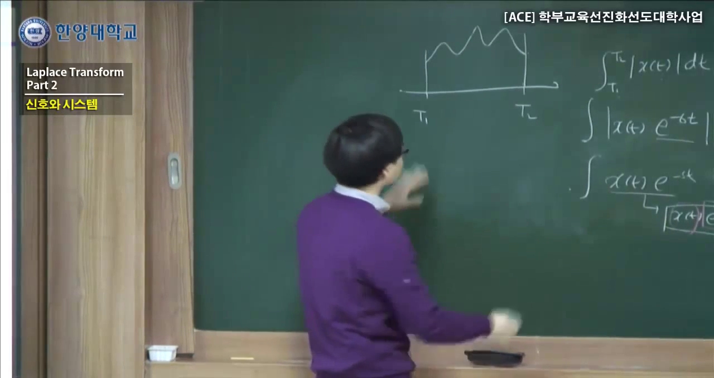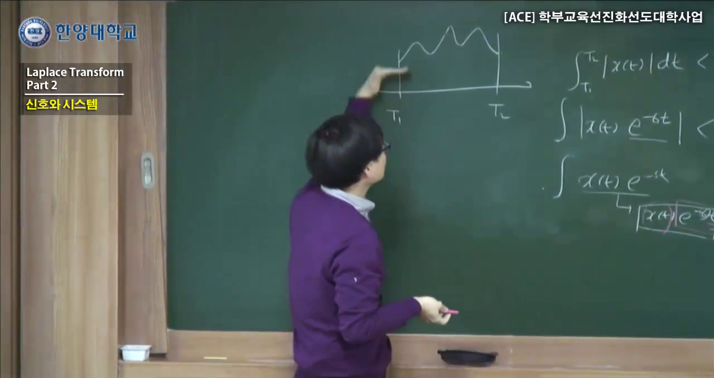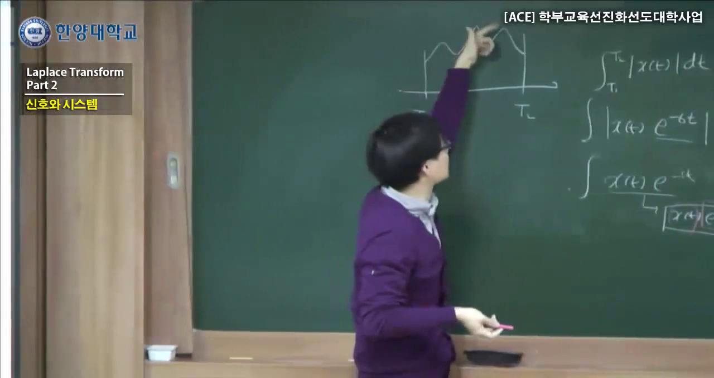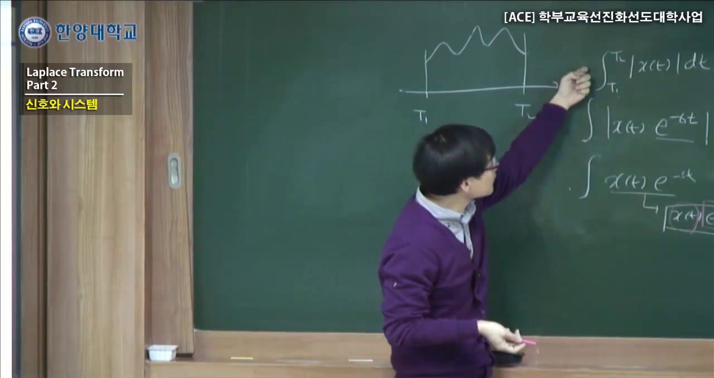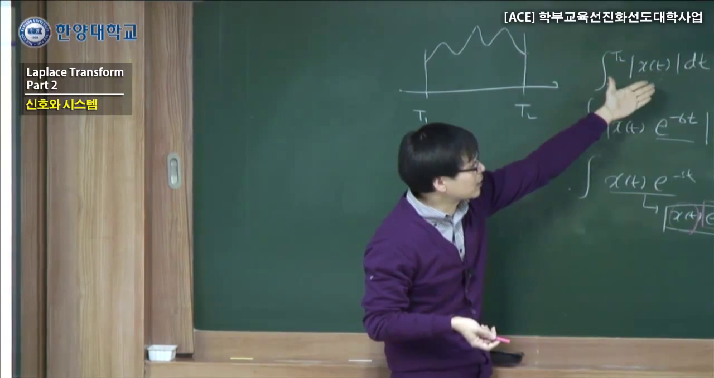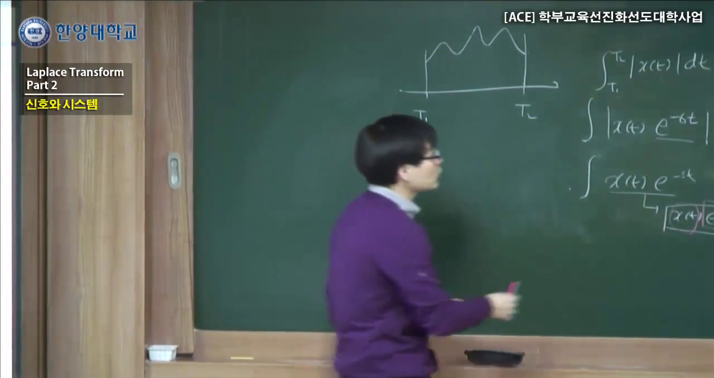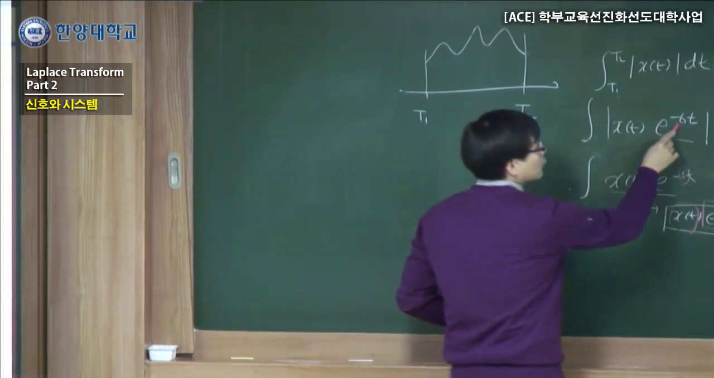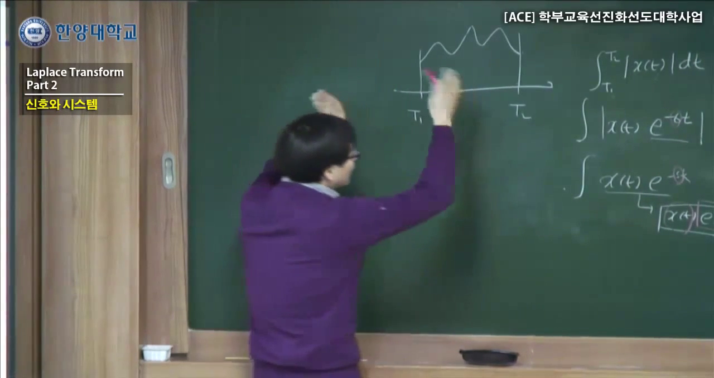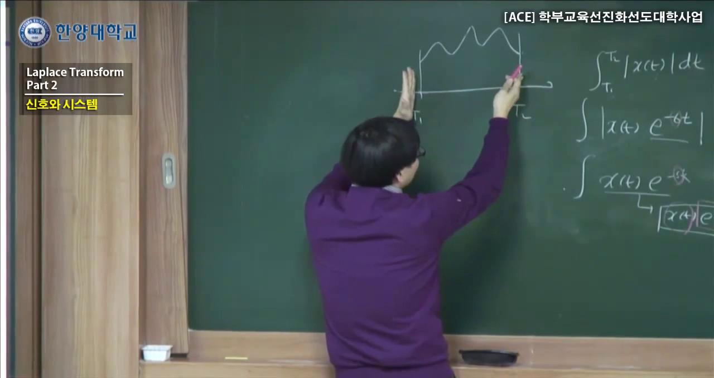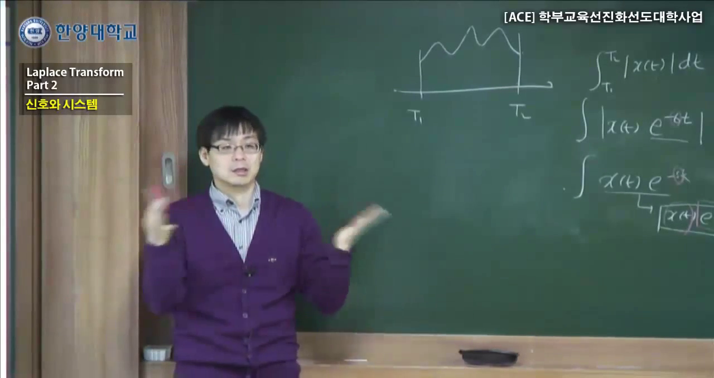I'm sorry. They are finite, so we don't have to go to infinity, which is not a trouble for t. Also, they are absolutely integrable, which means there is no special point making x value infinitely large. So if this is true, finite and absolutely integrable, then this is also not infinite. It cannot go to infinity. So whatever delta you select, that means whatever s you select, they converge. So if they are finite in time and absolutely integrable, then the region of convergence is the whole plane. That's what they say.